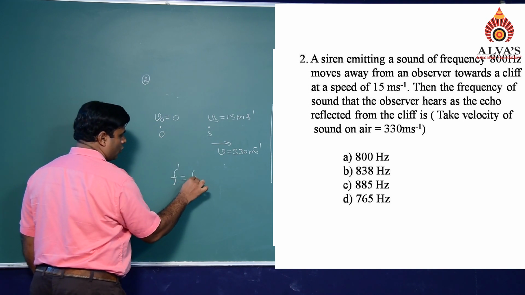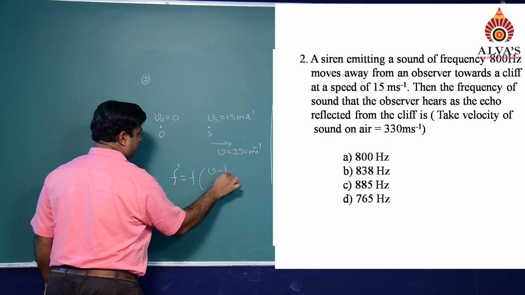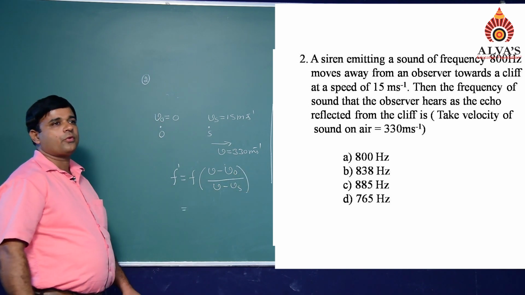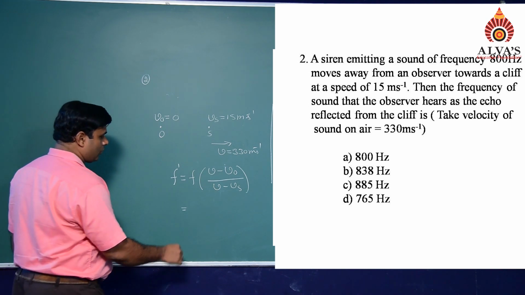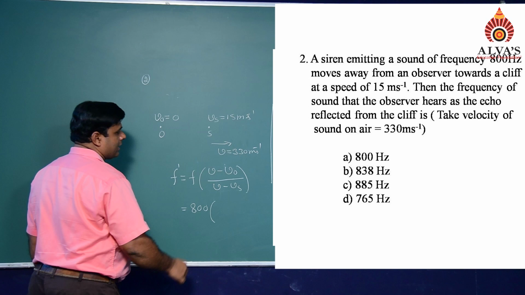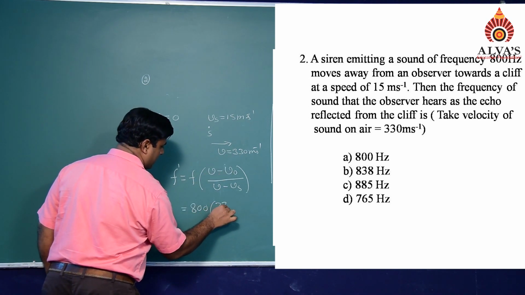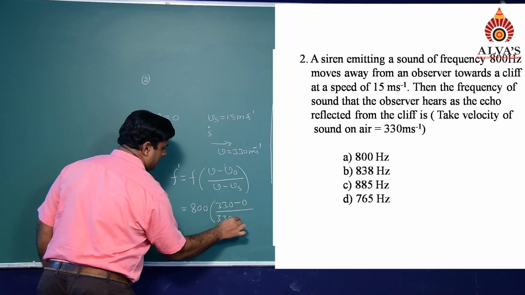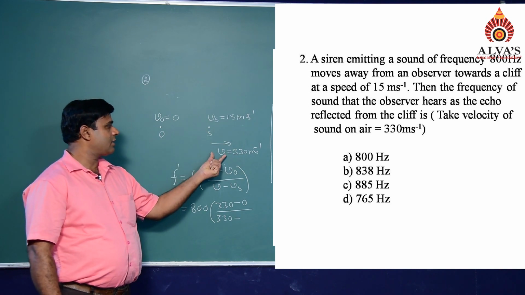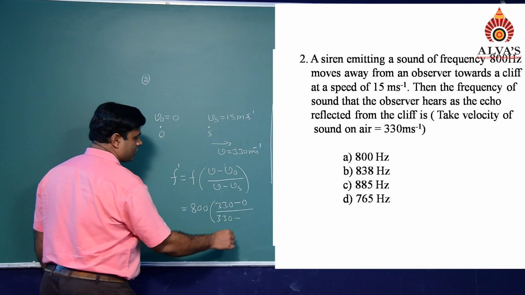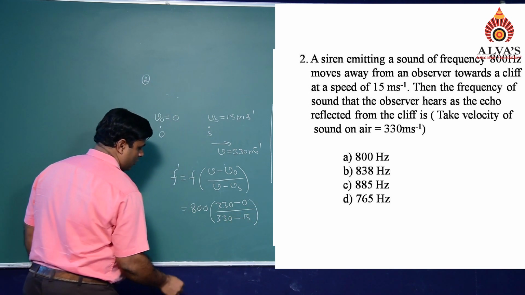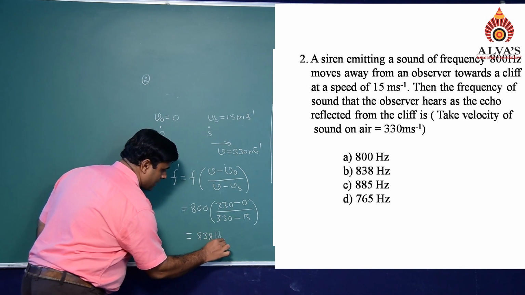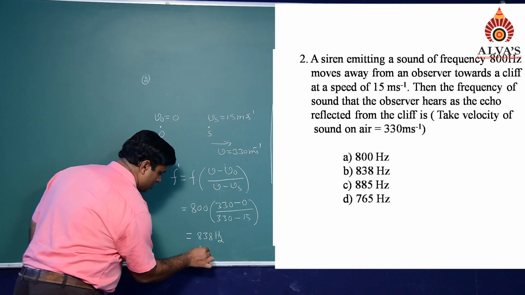f dash equal to true frequency f into (V minus V naught) divided by (V minus Vs). True frequency f is given, which is equal to 800 Hz. Speed of sound V is given, which is 330, V naught equal to 0, V is 330. Vs is in the direction of V, so take it positive, therefore it should be plus 50, which gives rise to 838 Hz. So, the correct answer is choice B.